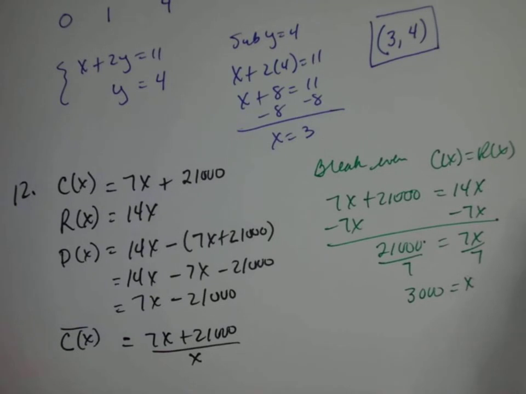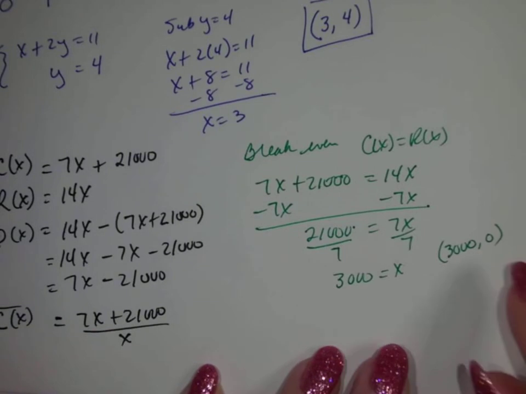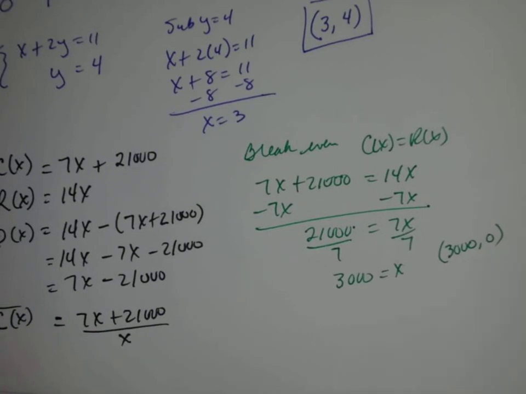So that means that our break even is when we sell 3,000 products, we're going to make $0. We're going to make 0. So that is our point. That's the break-even point.